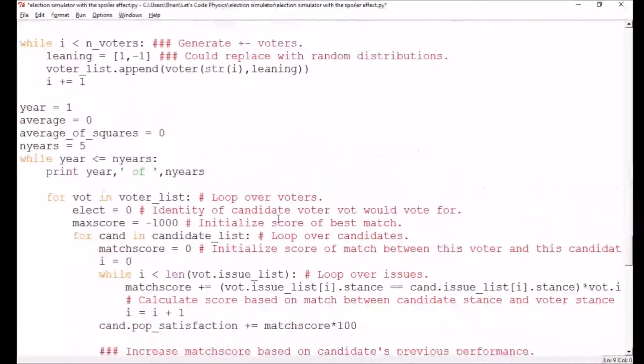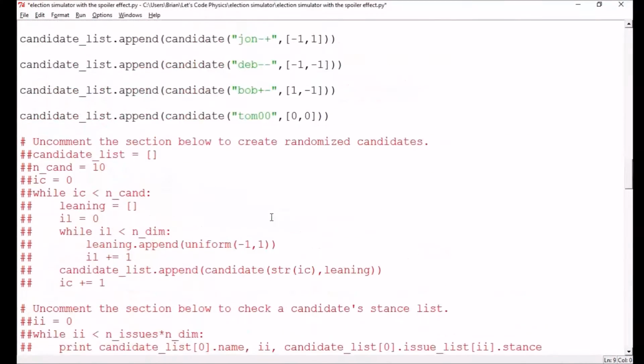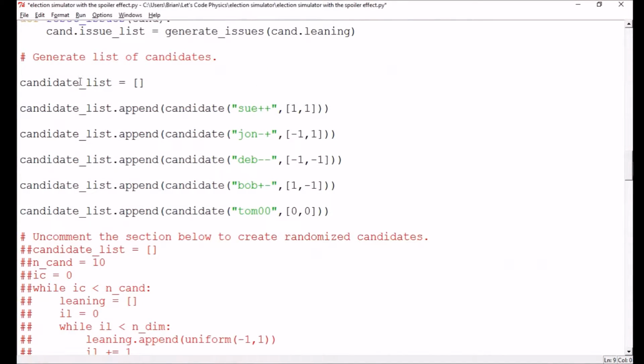And speaking of candidates, I guess I didn't show our candidate list. Up here, we've just got our standard list of somebody in the 1-1 corner, somebody in the -1-1 corner, somebody in the -1-1 corner, somebody in the 1-1 corner, and Tom at 0-0. Tom is refusing to drop out of the race. Kudos to you, Tom, for your perseverance.